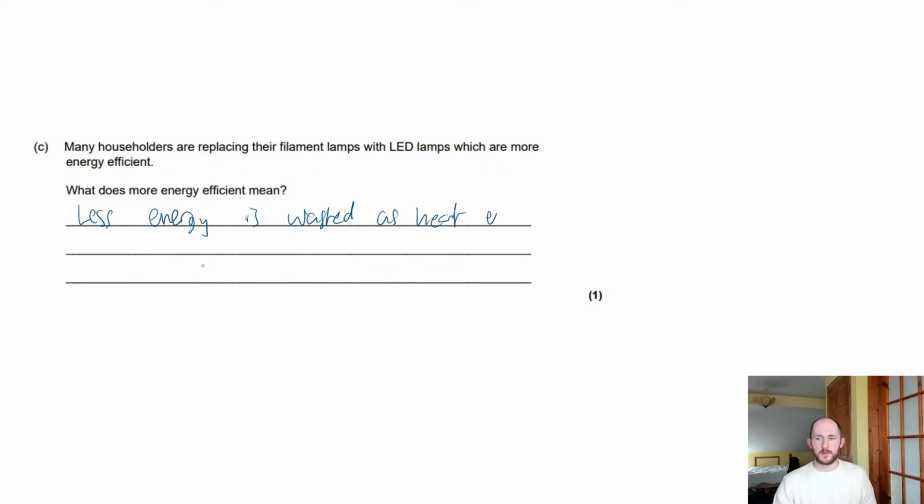Because if you don't know how filaments work, I don't blame you. Most houses already have LEDs in them anyway. But essentially the way filaments work is they heat up a thin piece of wire. Because it gets hot, it gives off light. So by its nature, it's very, very energy inefficient, whereas LEDs just straight up convert electrical energy into light energy, which means they're a lot more efficient because they don't get as hot.